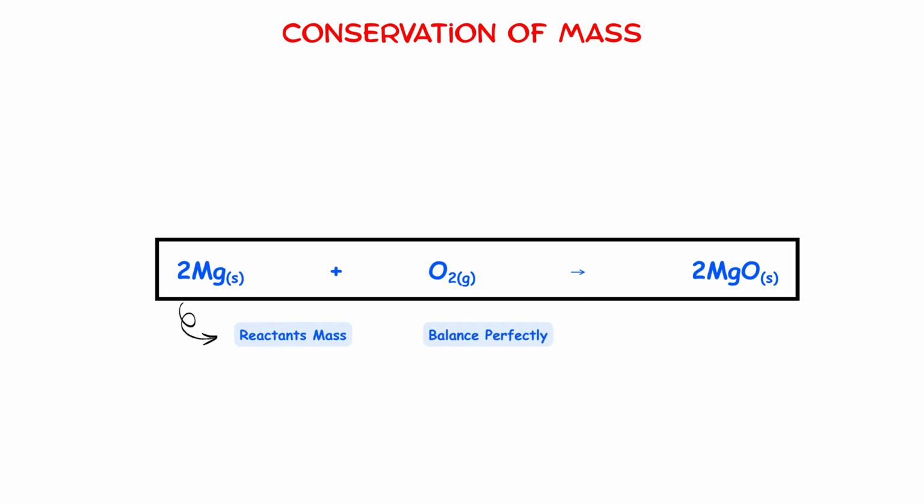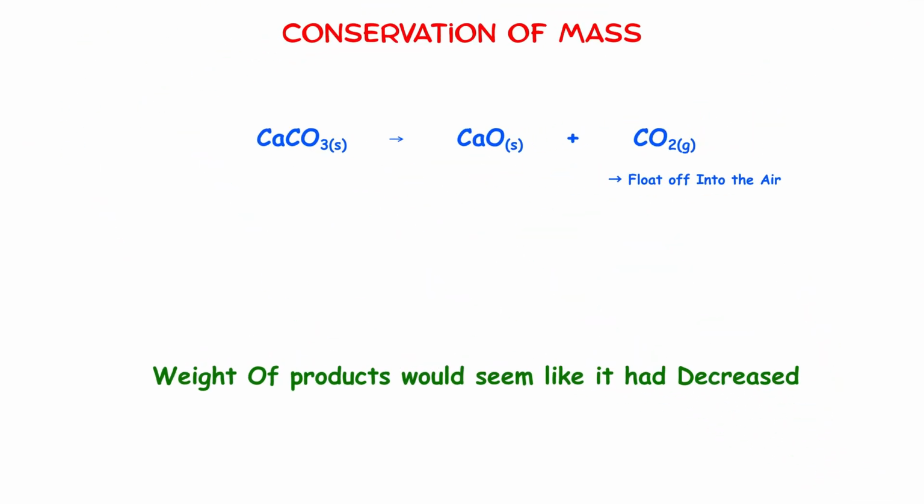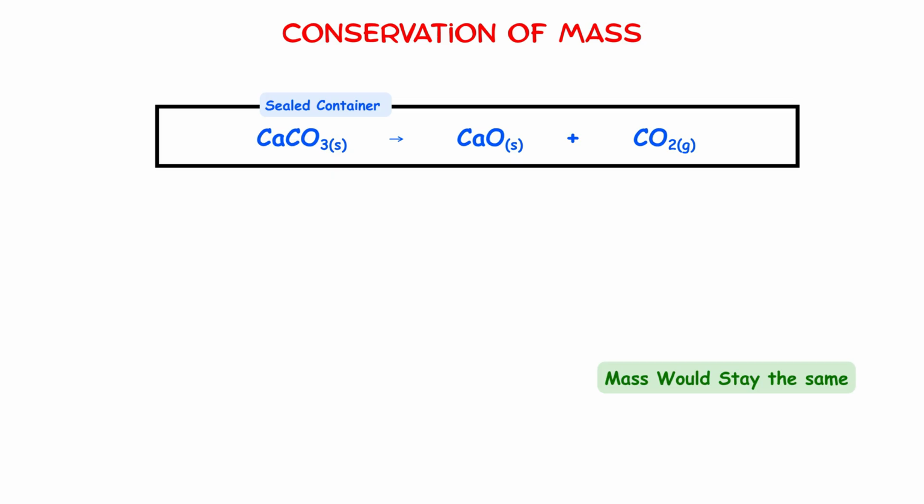On the other hand, let us consider the decomposition of calcium carbonate into calcium oxide and carbon dioxide gas. In this reaction, the gaseous carbon dioxide escapes into the air, resulting in a decrease in the measured mass of the products compared to the original mass of the reactants. This apparent loss of mass happens because the escaping gas is no longer part of what the scales are measuring. But just like before, if we were to conduct this decomposition reaction inside a sealed container that prevents the gas from escaping, the mass of the system would remain the same before and after the reaction, thus confirming that mass has indeed been conserved.